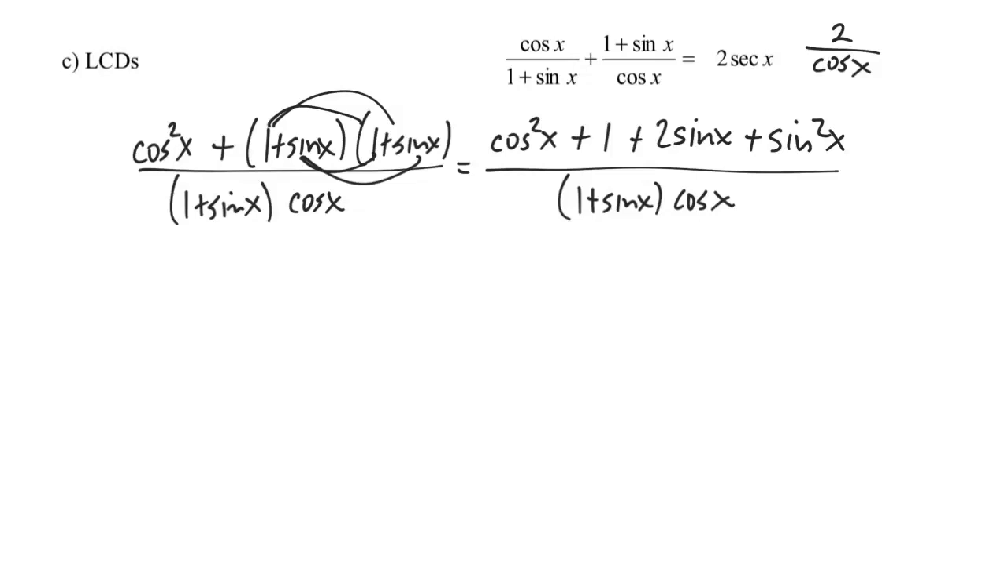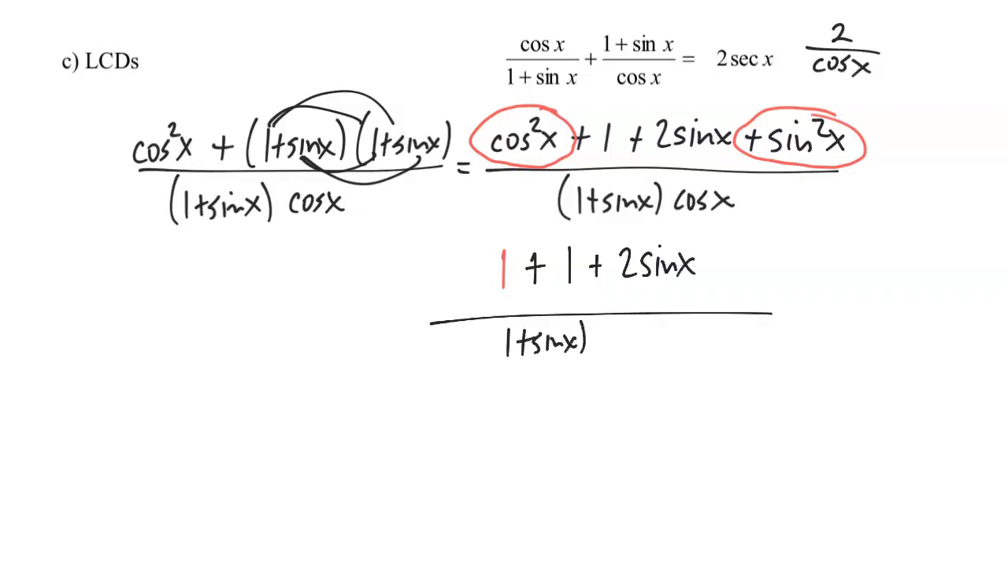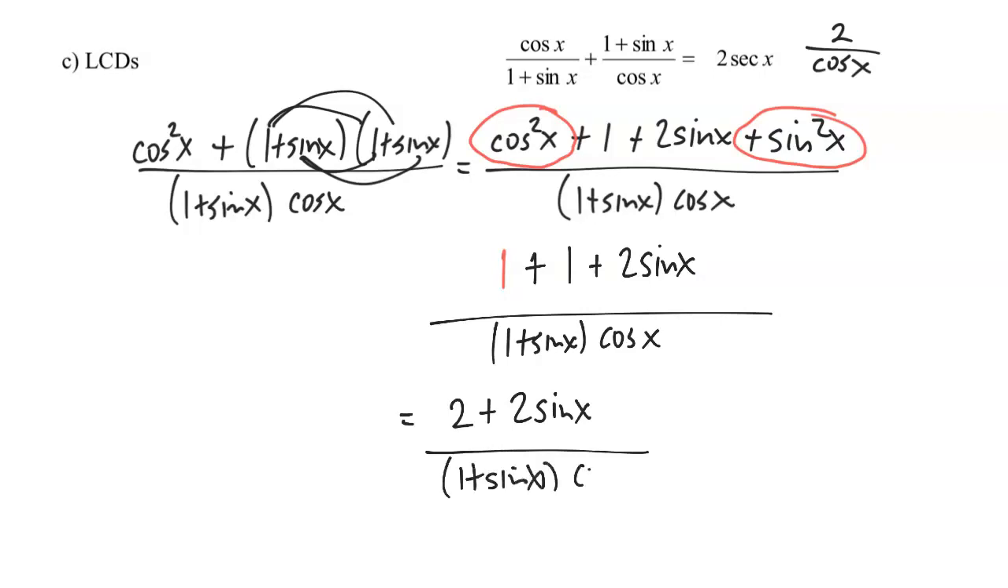And what you hopefully notice is that I have a cosine squared x here and a plus sine squared x down here, and that is a Pythagorean identity, and it gets replaced with 1. And so we're going to have 1 plus the stuff that I didn't circle in red, which is 1 plus 2 sine x divided by 1 plus sine x times cosine of x. Now, in the numerator, we can obviously collect our 1's, and so that's going to be 2 plus 2 sine x divided by 1 plus sine x times cosine x.